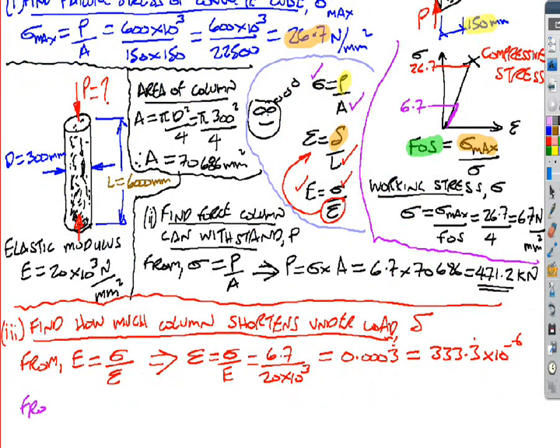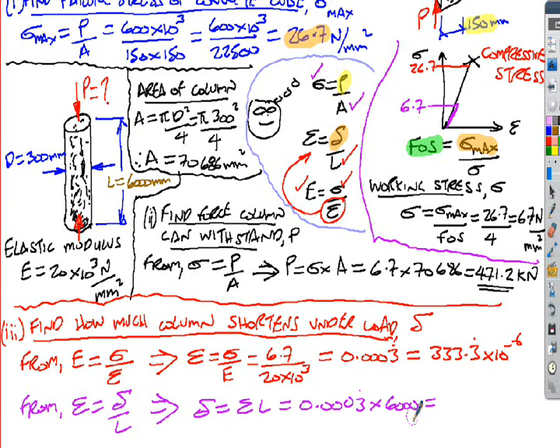From the strain is equal to the delta over the original length. Again, I'm going to transpose that, so the delta is equal to the strain times the L. And that gave me a value of 2 millimeters. So it moves 2 millimeters underneath this applied load.